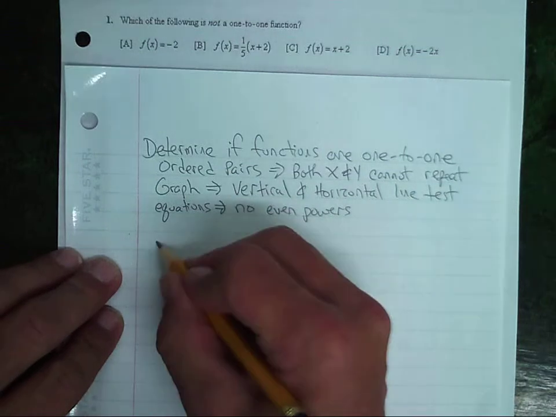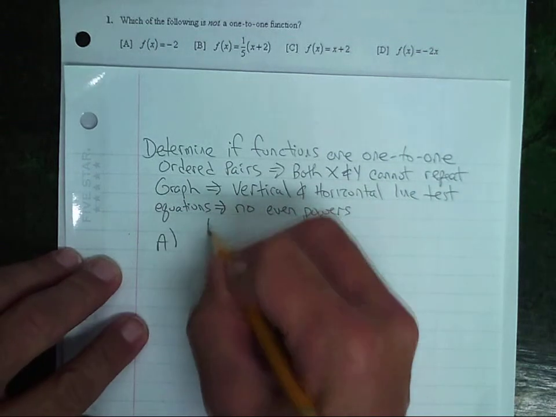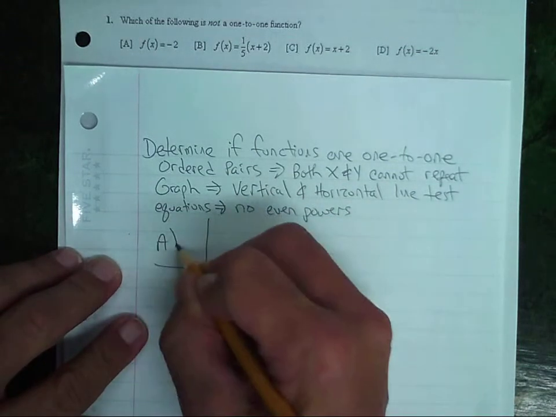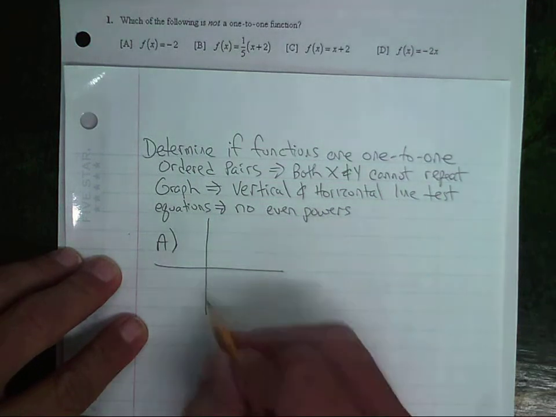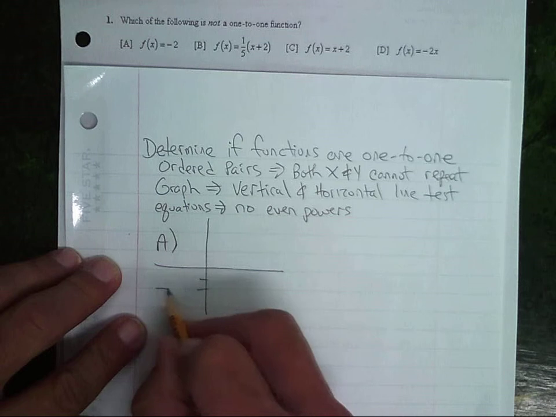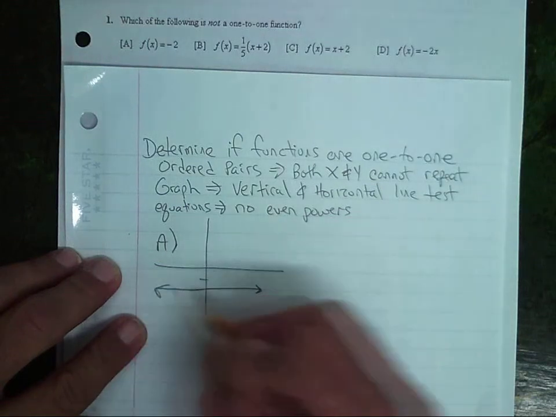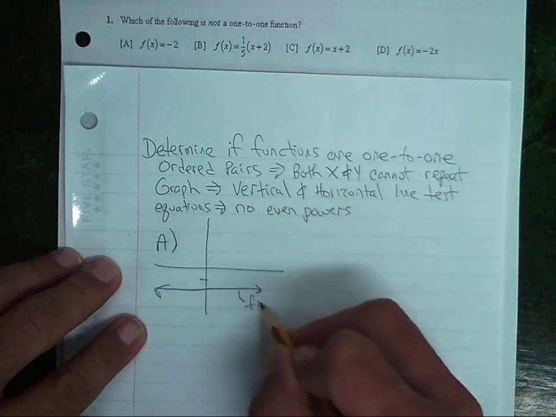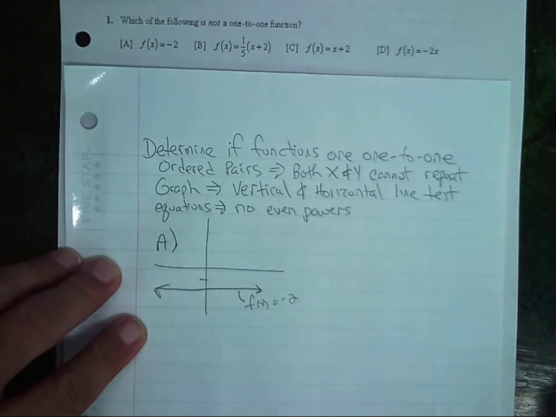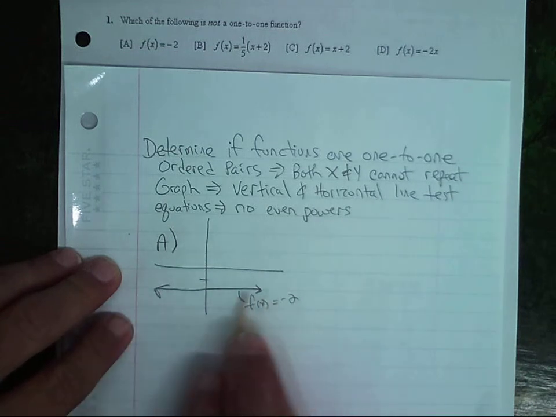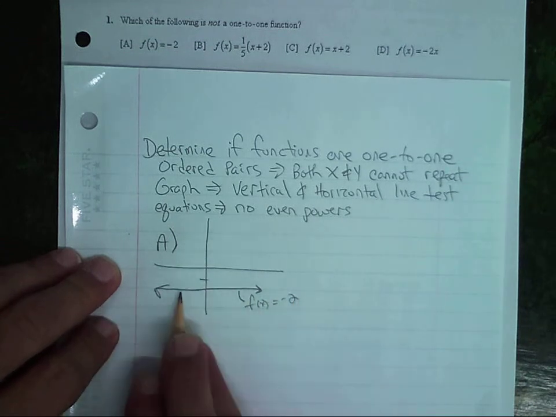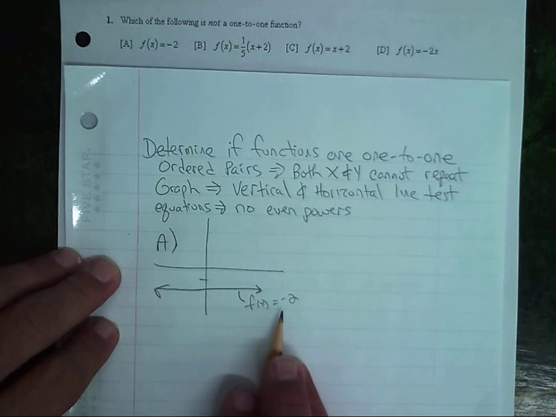But looking at A, f of x is -2. That's the same as saying y equals -2. So this is the graph, f of x equals -2. Well, it would fail the horizontal line test, so f of x equals -2 is not a one-to-one function.